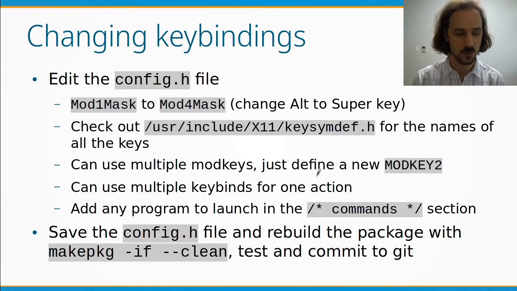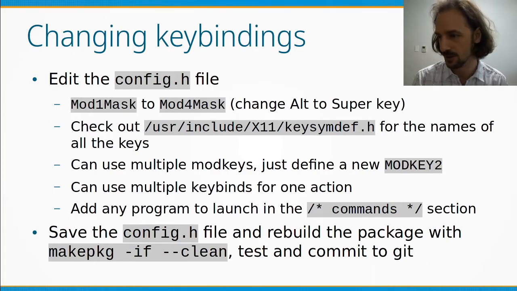So maybe you want to use the super key to start new programs, but you are so used to the alt tab combination on Windows to switch windows that you also want to use alt tab. Then you will have to define a new mod key. We can use multiple key bindings for one action. So besides alt tab, you can keep, I don't know, maybe Windows J and K to switch between the windows if you want to, and things like that.